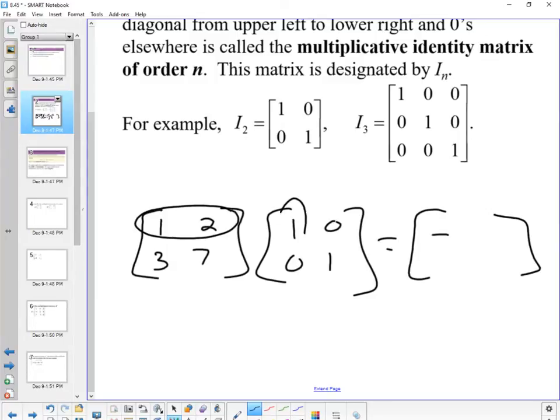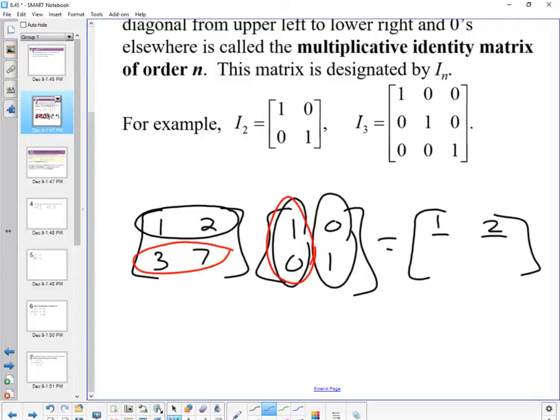So let's start here. First row, first column. What's 1 times 1, plus 0? 1. Let's go first row, second column. 2 times 0? 2 times 1? 2. 2 plus 0 is 2. Let's go to the other one now. Second row, first column. 3 times 1? 7 times 0? So that gives me 3. Second row, second column. 3 times 0? 0. 7 times 1? It's back. So, identity matrix, you multiply by any matrix, you're going to get the original matrix back.